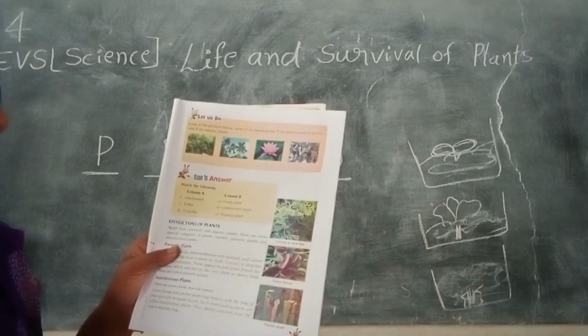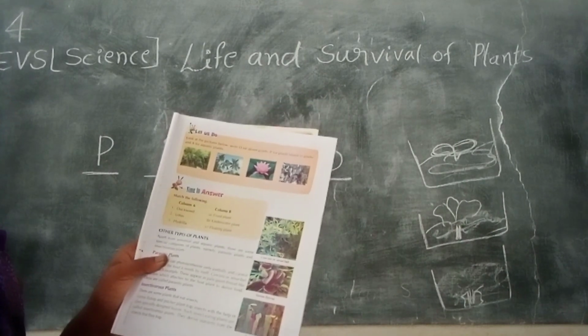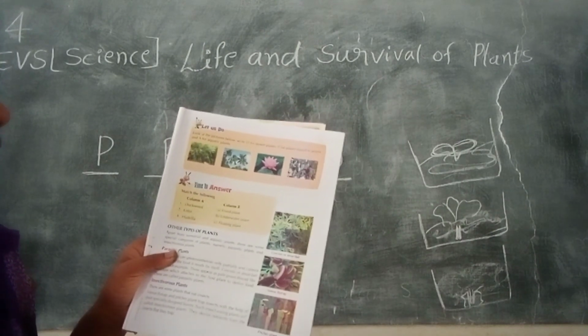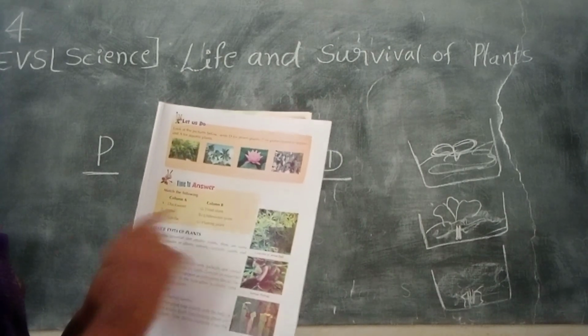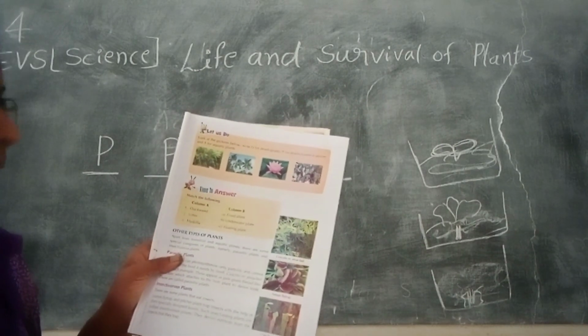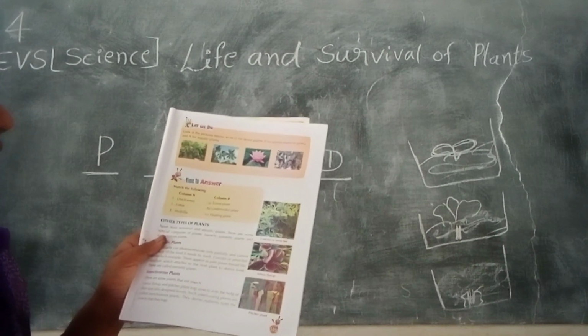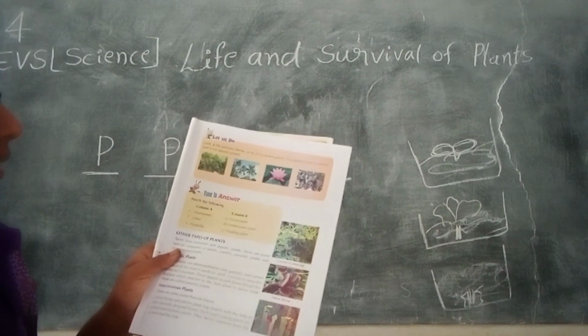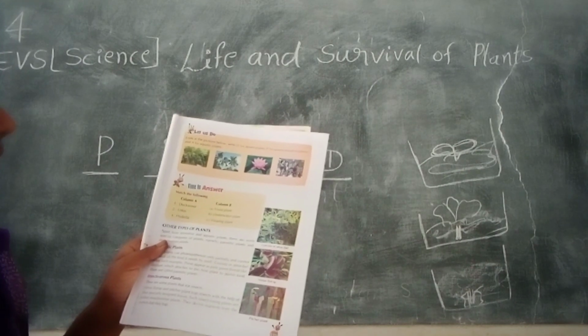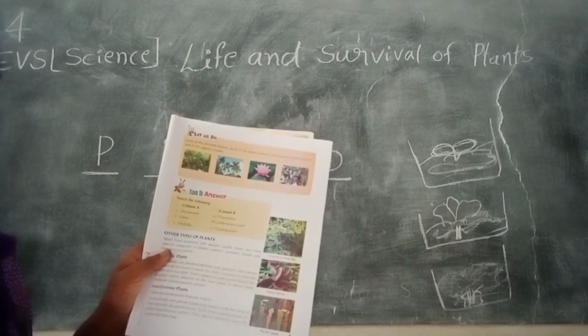Then lotus. Is it a fixed plant or an underwater plant? It is a fixed plant. So lotus goes to A. Hydrilla means it is an underwater plant. Make a mark from hydrilla to B. Is it clear? Okay.